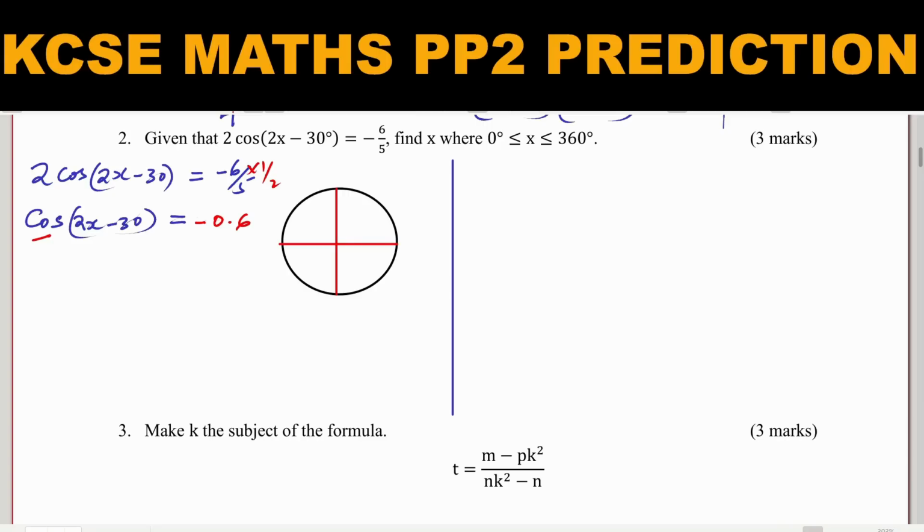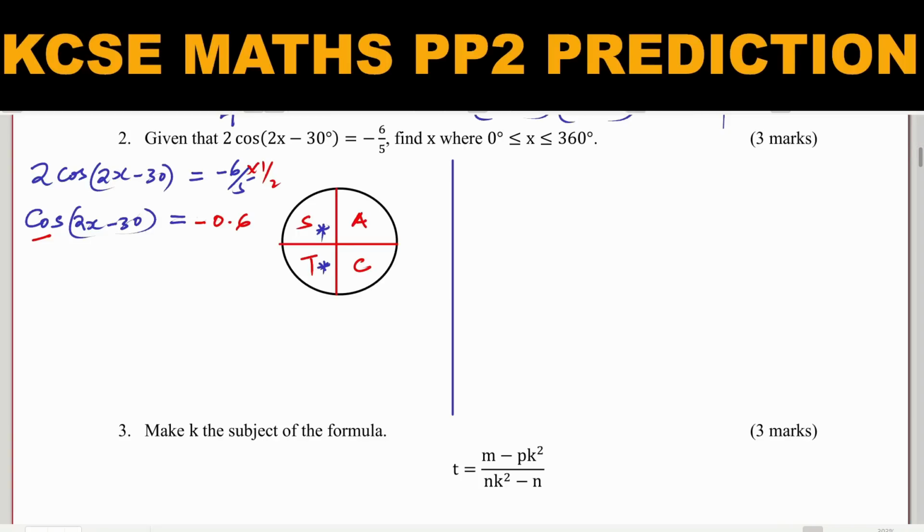On the first quadrant, all of them are positive. When I talk of all of them, it is sine, cosine, and tangent. Then the second quadrant, only sine is positive. The third quadrant, only tangent is positive. And then the last one, only cosine is positive. Now that negative implies, where do we have cosine being negative? In the second quadrant and the third quadrant.